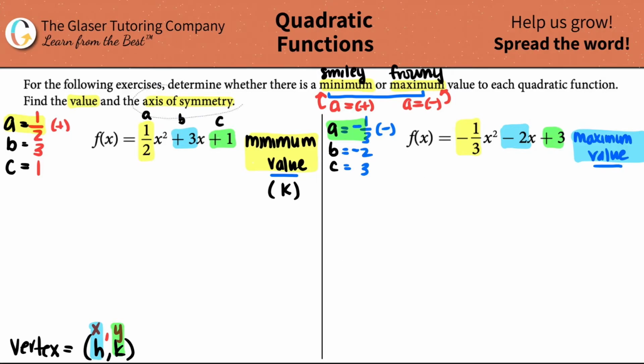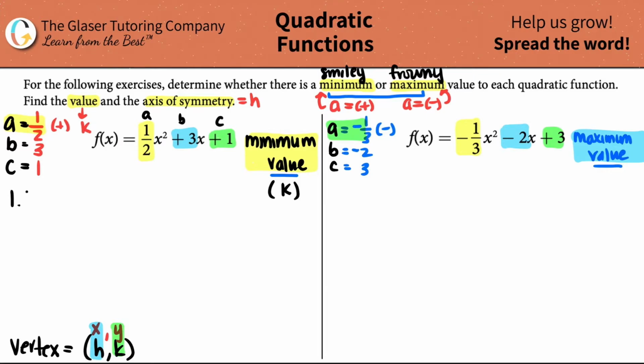The axis of symmetry is the x value or the h value of your vertex. So that's important to know. Now we just have to find out what h and k are.